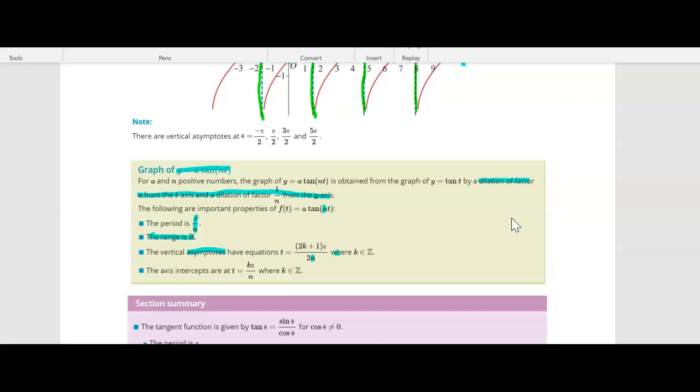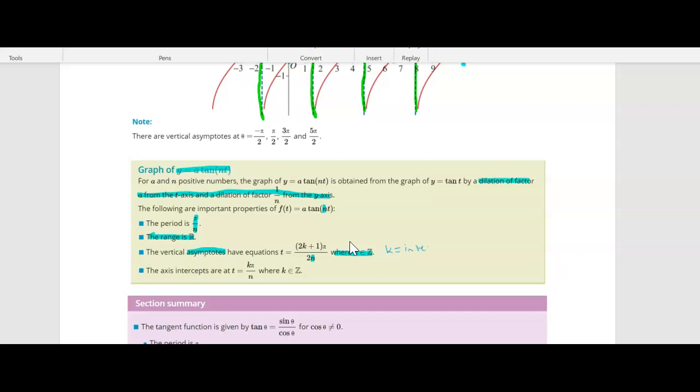And you do have to say where k is an element of Z. That is because our asymptotes keep going on forever. All right, unless you're restricting your domain, they will go on forever. So what k is an element of Z means is k is equal to any integer.